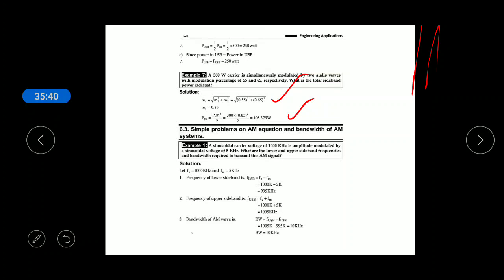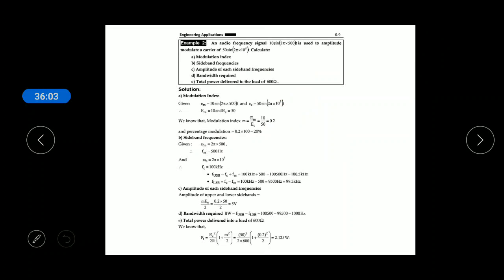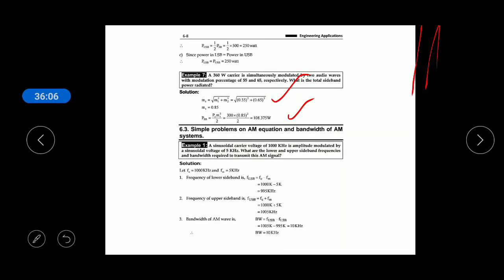This is one of the tricky problems. Simple problems on AM equation and bandwidth of AM systems. A sinusoidal carrier voltage of 1000 kHz is amplitude modulated by a sinusoidal voltage of 5 kHz. What are the lower and upper sideband frequencies and bandwidth required to transmit the AM signal? It's very simple. Here powers are not required. Power is not asked to calculate. We are asked to calculate the bandwidth and the frequencies of sidebands. That's it.